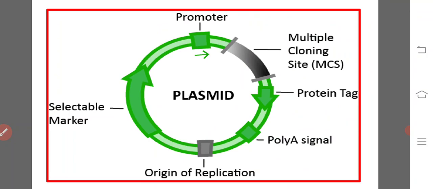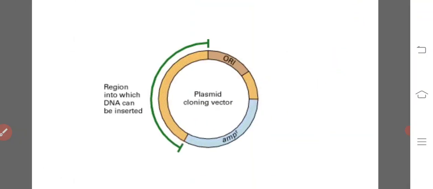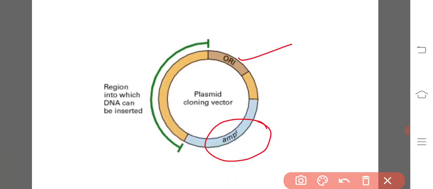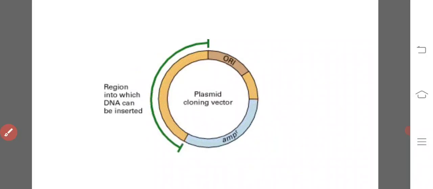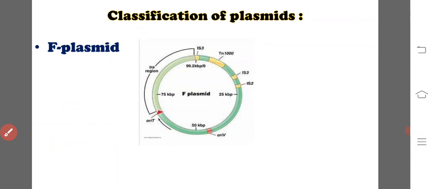Multiple copy numbers are present in a cell, and if you observe here, this is the origin of replication and this is the resistance gene for ampicillin, and in this region foreign DNA can be inserted. And coming to the different kinds of classification of the plasmids, there are F plasmids, those bacteria which have the F plasmids, that is F plus, and those which do not contain the F plasmids, they are the F negative.